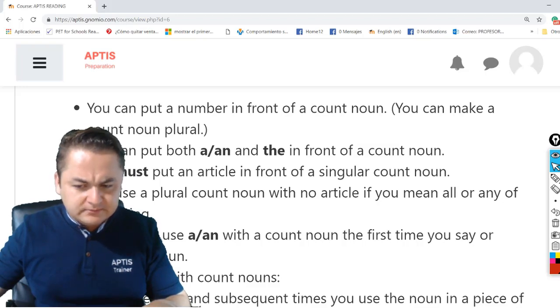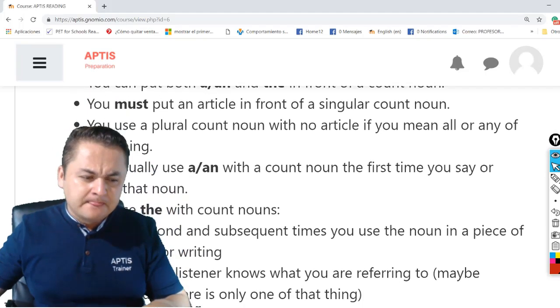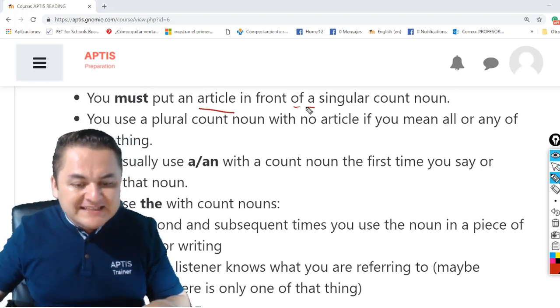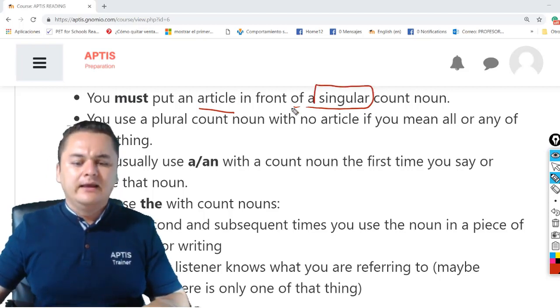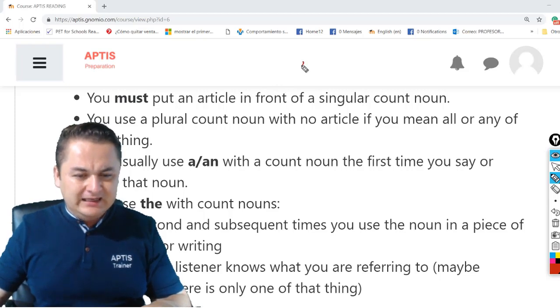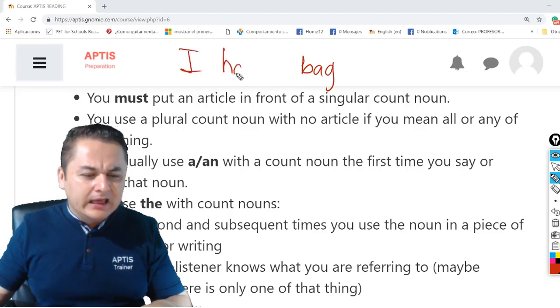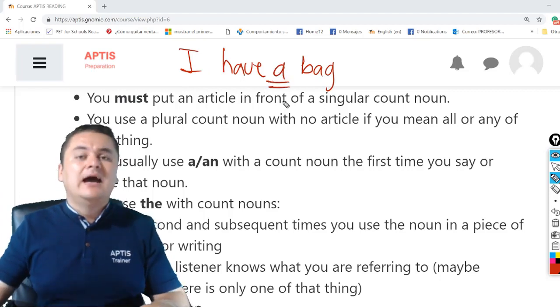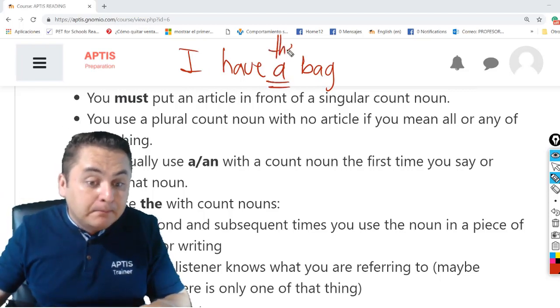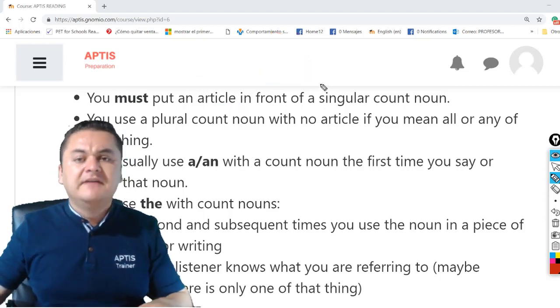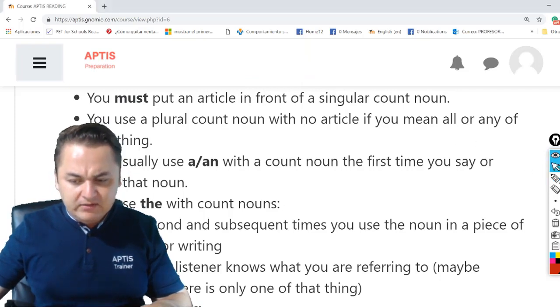Then it says, and this is very important, you must put an article in front of a singular count noun. So let's think about a singular word. I say bag. I cannot say "I have bag." I have to say "I have a bag" or "I have the bag." But I need an article in front of a singular count noun. Interesting.